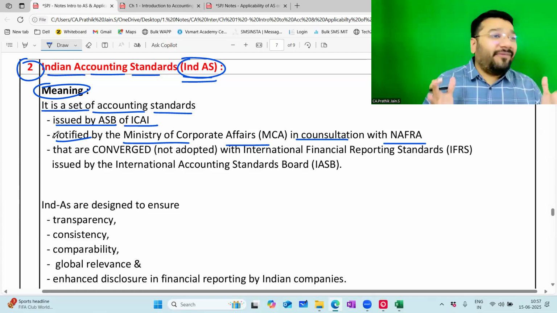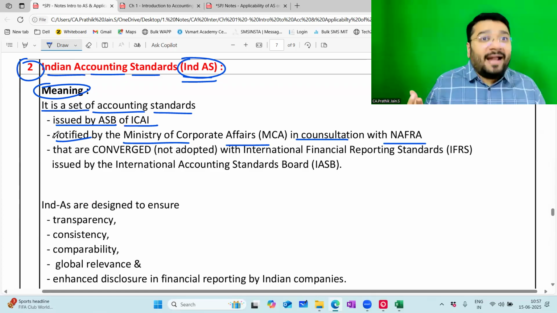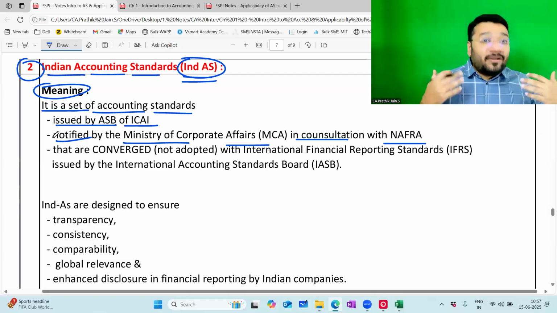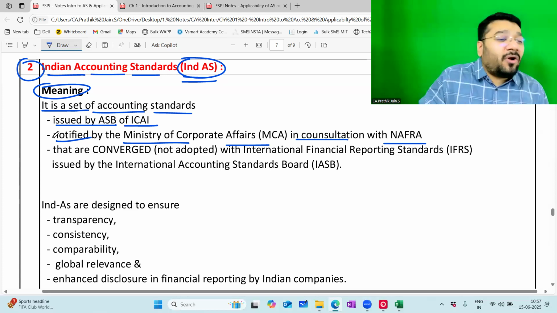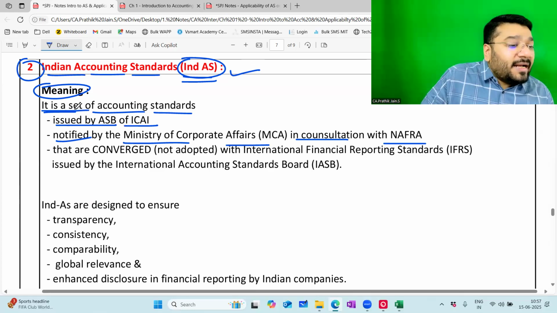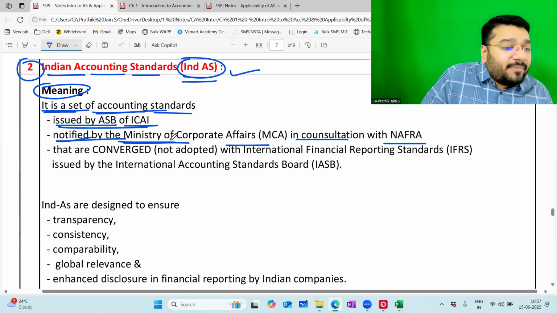We had to come out with a new language called Ind AS. It's a global language, a financial reporting done at the global level, so that we can go to other countries and other countries can come to our country. For that, a common language was created called Ind AS. So, Ind AS is accounting standard issued by ASB of ICAI, notified by MCA in consultation with NFRA, that are converged, not adopted, with IFRS.